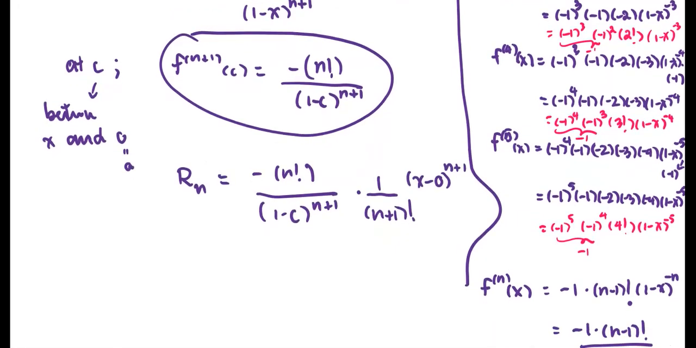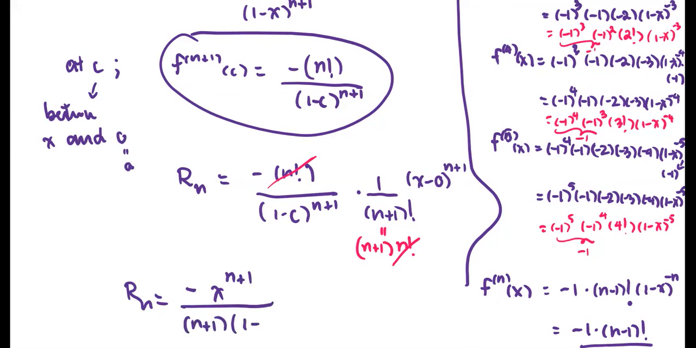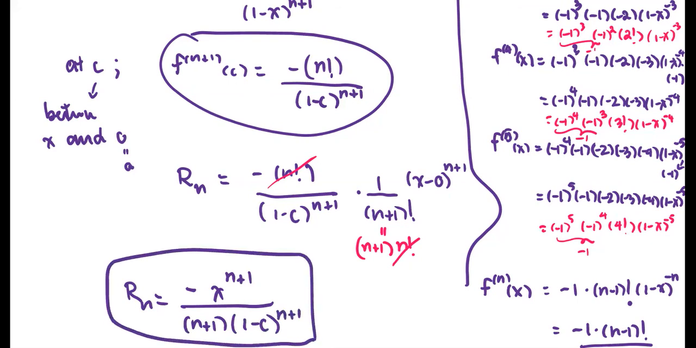Now we get the formula for the Rn. Since we already see some common factor here, n plus 1 factorial is n plus 1 multiplied by n factorial. So we can reduce n factorial and n factorial. The formula for the Rn becomes negative x to the power n plus 1 divided by n plus 1 multiplied by 1 minus c to the power n plus 1, as a general term of n.